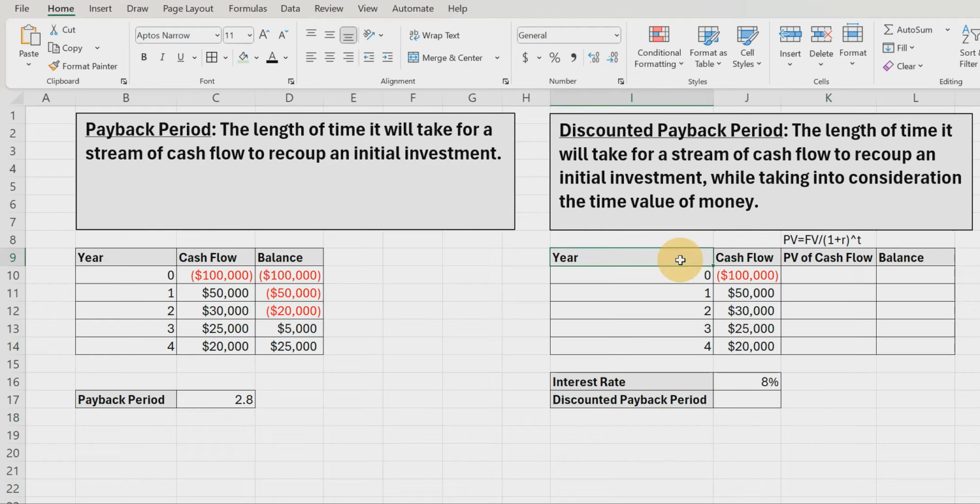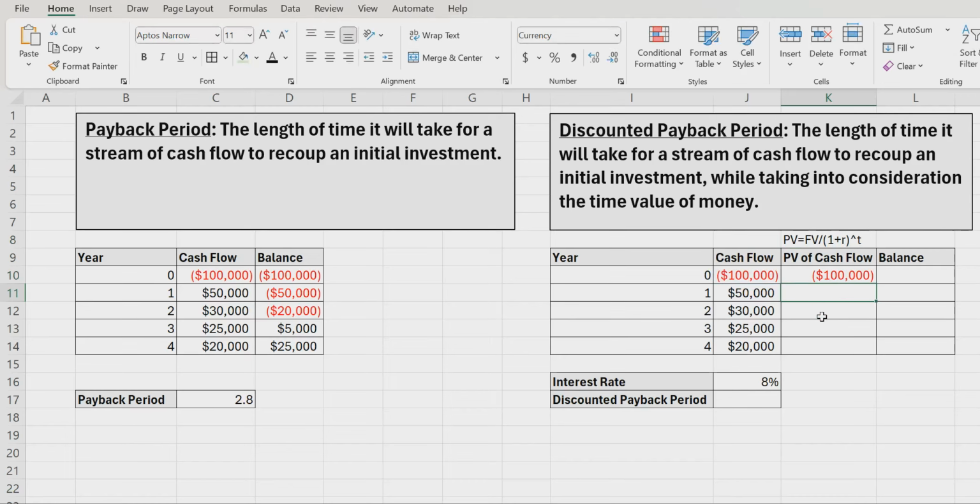Again, we have the exact same number of years and the same cash flow as we did for this first example. But the difference here is that for each year, we want to calculate the present value of the cash flow, which uses this formula right here. The present value is equal to the future value divided by 1 plus r, where r is the interest rate, raised to the power of t, where t is time or the number of years. So for the first cell in this column, we'll just say equals the cash flow of the initial investment.